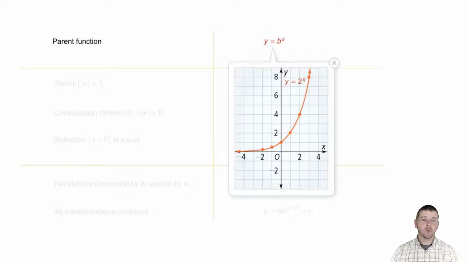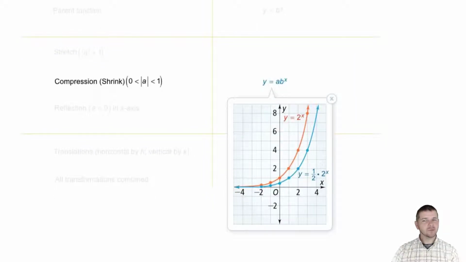Here's an example, y equals 2 to the x power. Note the horizontal asymptote at y equals 0 and a y-intercept at 1. When x is 0, y equals 1.